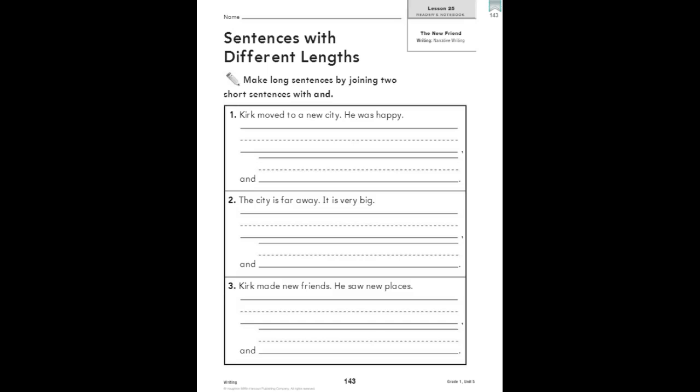And you're going to practice doing that on page 143 in your reader's notebook. So why don't you work on this page and make these two short sentences at the top into a long sentence by joining those two with the word and. They already have the comma, the and then the ending punctuation in here for you, just like we just did on the projectable. Once you've practiced using sentences with different lengths, then your job is going to be to begin drafting your story using the model that we just talked about in describing your characters and what they're doing in the beginning of your story.